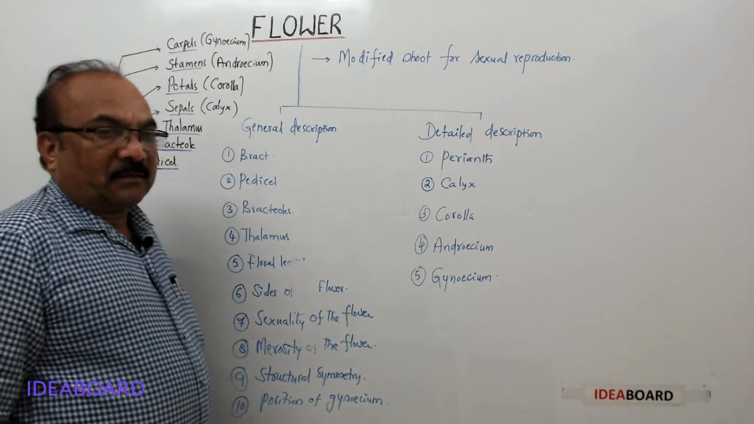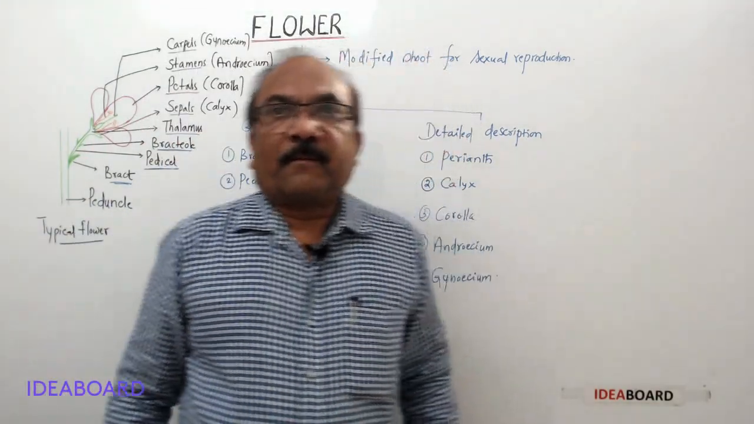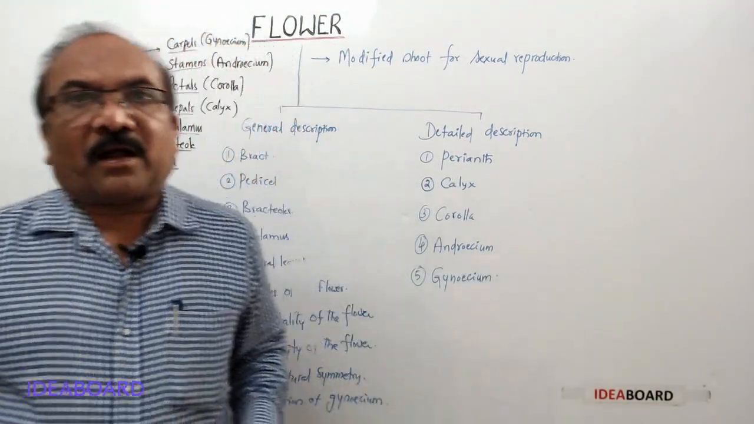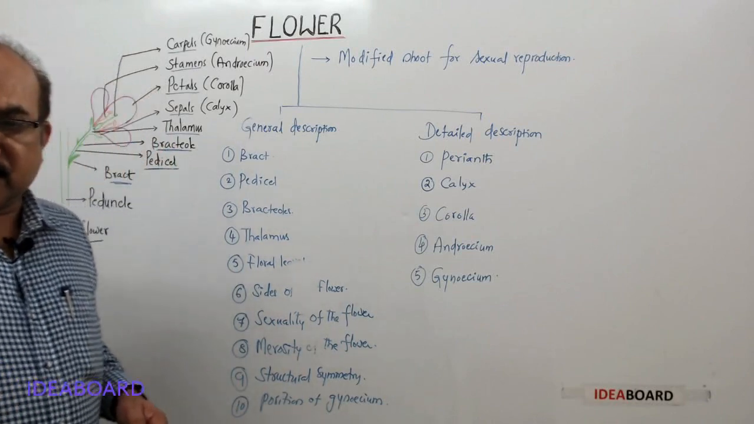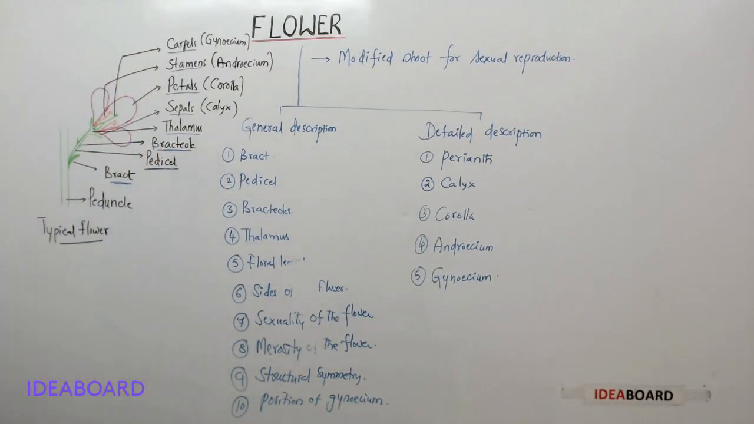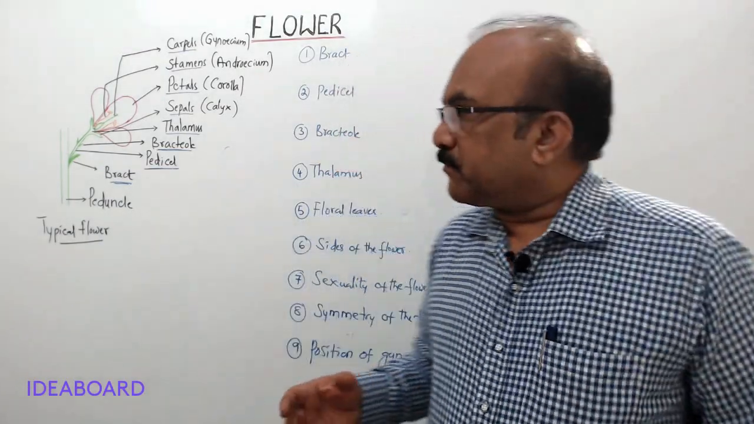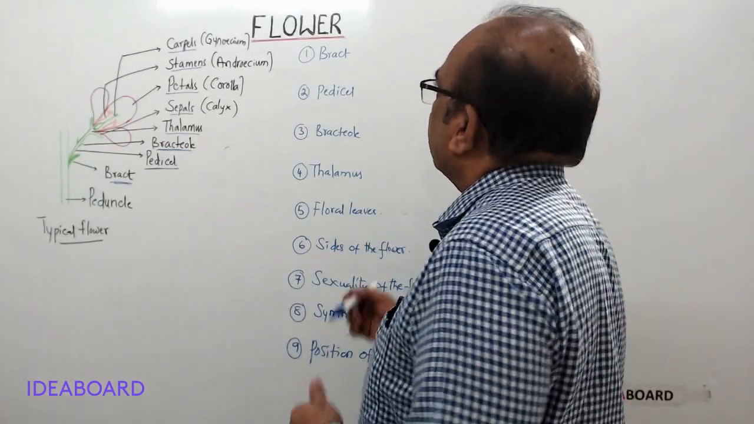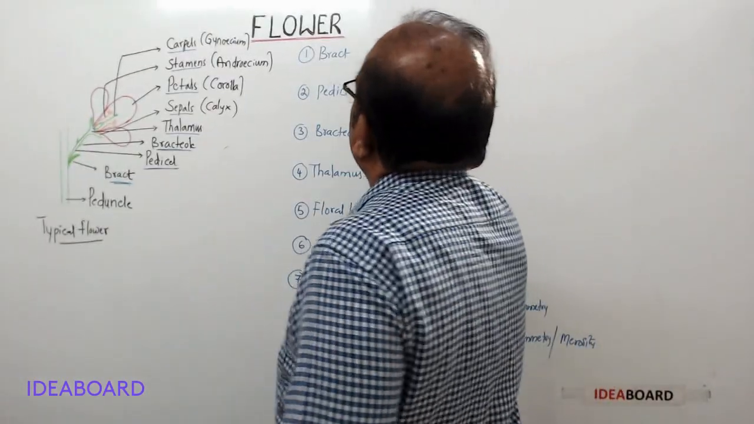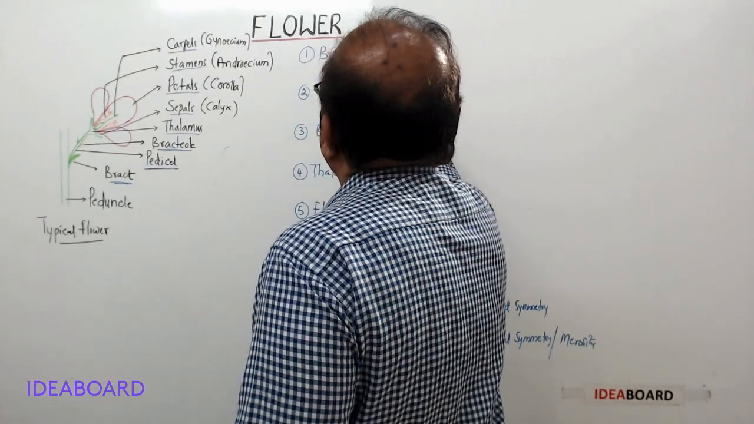But how to define all these parts? Okay, let us see now. So now we will discuss these different parts in detail. First, let us see the bract. How to define this bract?